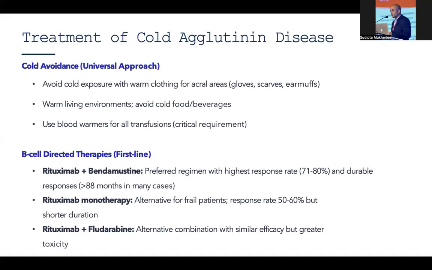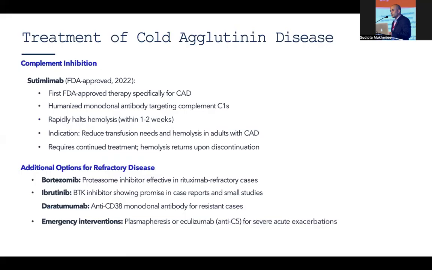In terms of cold agglutinin disease, avoidance of cold exposure is important, with warm clothing of the acral areas, gloves, scarves, and woolen muffs. Warm living environment, avoid cold food and beverages, and use a blood warmer in all transfusions. It's a critical requirement. You can give B-cell directed therapies; rituximab plus bendamustine is the recommended first-line therapy with a response up to 80% and durable response, more than 88 months in some cases. Rituximab monotherapy can be considered, with a response rate a little less, nearly 60%, or rituximab plus fludarabine is an alternative option, but usually has higher toxicity.